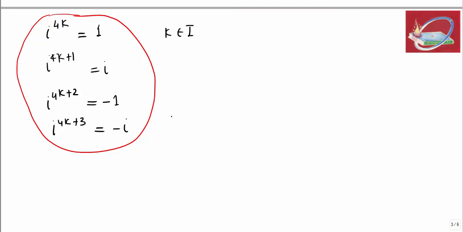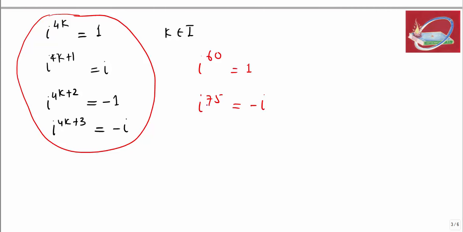I to the power 4, like I to the power 60, this is divisible by 4, so this is equal to 1. And I to the power 75, what kind is it? We divide it by 4, then we are getting 3 as a remainder. So this is of the kind 4k plus 3 type, so it is minus I.